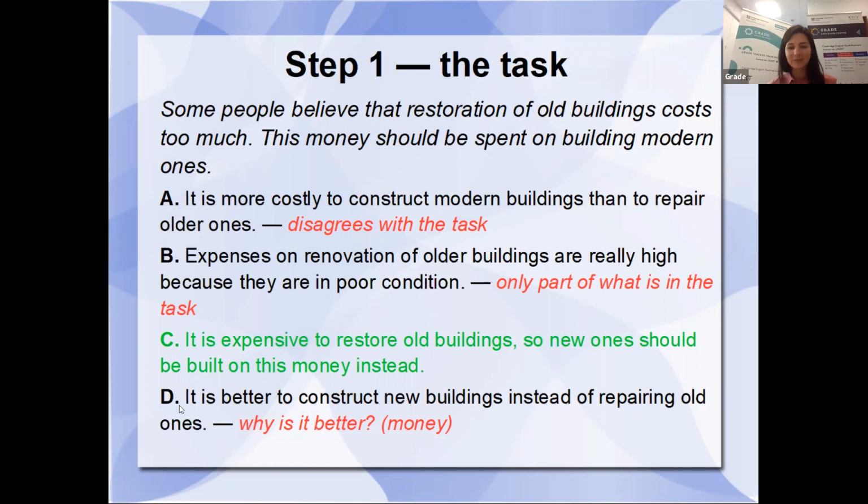And D also seems to be all right at first sight, yeah? But it doesn't say to construct new buildings instead of repairing old ones, but why? What's the problem with renovating old buildings? The problem is that it costs too much. And here we don't have this information. So the takeaway is when you paraphrase, try to paraphrase all key information, all key facts from the task. Don't lose important bits of meaning.